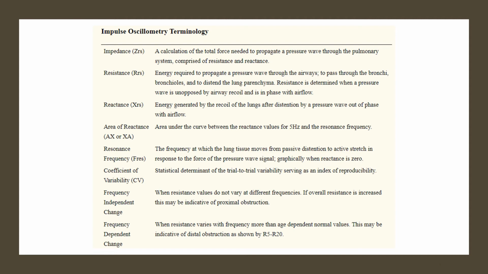When they say area of reactants, they commonly call that AX or XA, but most likely they're going to call it AX. When you think about area of reactants, this is the area under the curve that is more compliance related. In regard to resonance, that's the frequency at which lung tissue moves. When you think about frequency, commonly known as FRES, that's a response to force of pressure with a wave signal. And coefficient of variability, CV, is a statistical determinant to determine whether a trial can be reproducible.